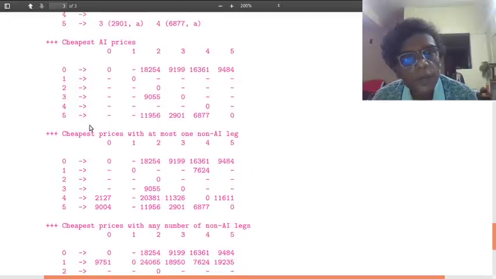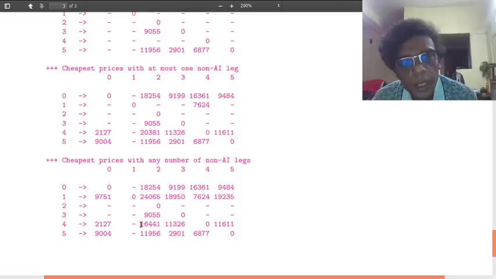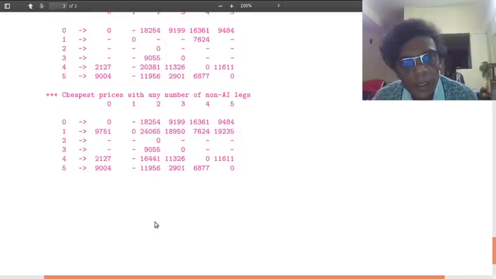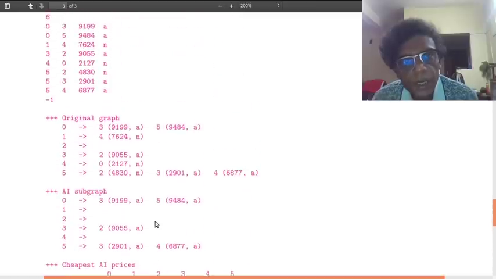For example, if I look at 4 to 2, we talked a lot about that. Air India does not provide any service 4 to 2. This is 20381, I told 204, because the picture costs are a scaled down version of this. And if you allow multiple legs, this 4 to 2 becomes 164, 16441, something like that. Okay, so that's all. I believe it's good enough.